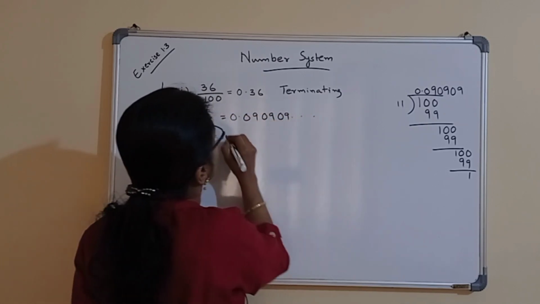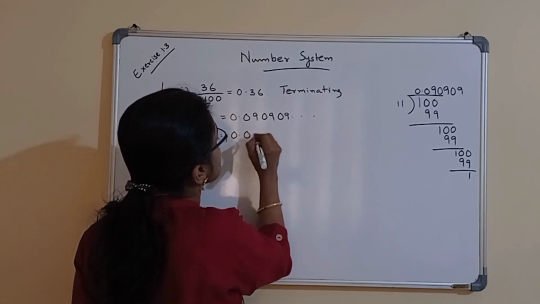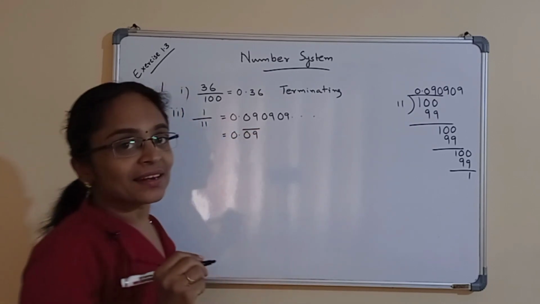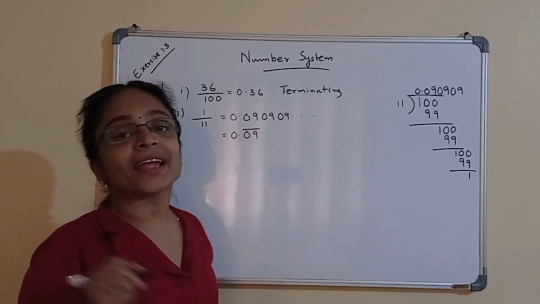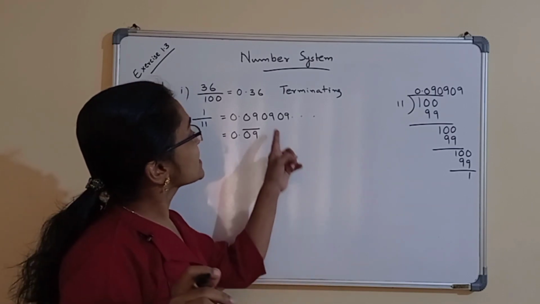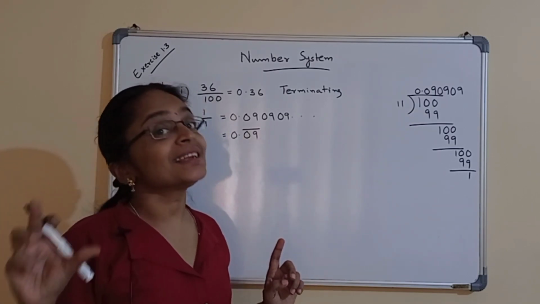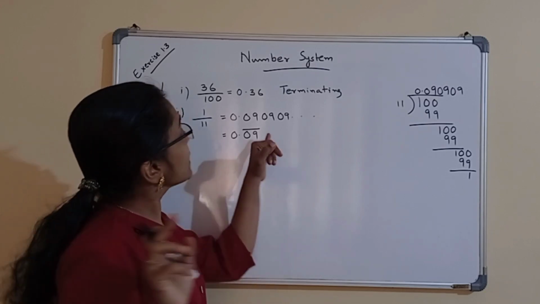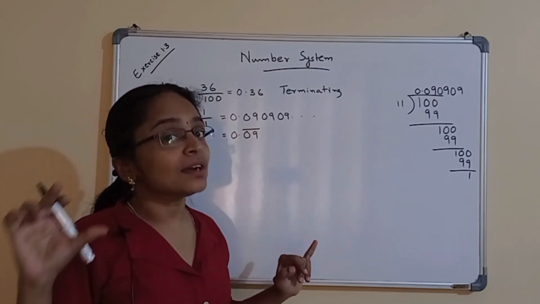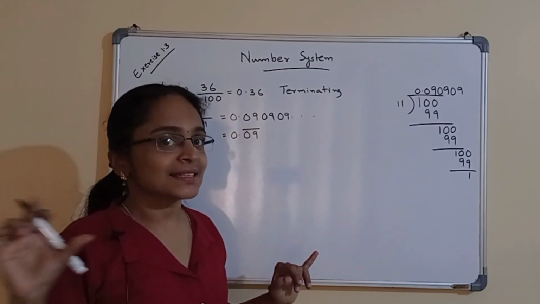So you will get the quotient as 0.090909, etc., which means it is 0.09 with a bar. We can write it like this, that is, 09 is repeating. So this is a non-terminating repeating decimal.